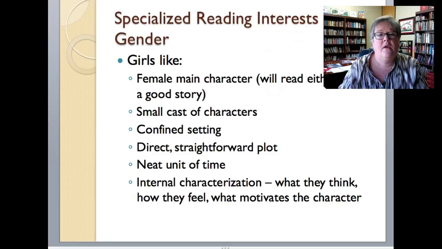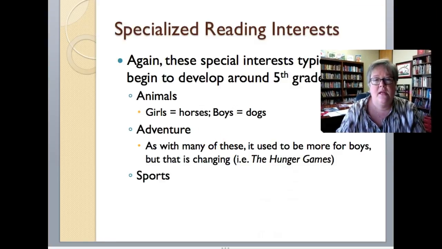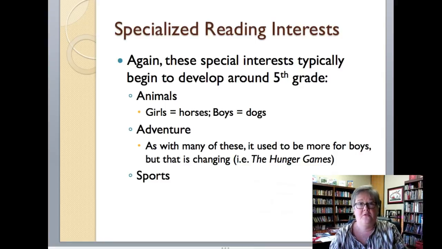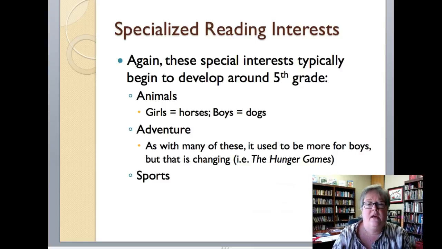Okay? So with these specialized reading interests, we tend to see them start developing in our students around 5th grade. And here's some more information you can use. Not just those laundry lists that I gave you on the first 2 slides, but for example, specialized reading interests in terms of animals. Girls tend to gravitate toward books about horses and cats. Boys tend to gravitate to books about dogs.